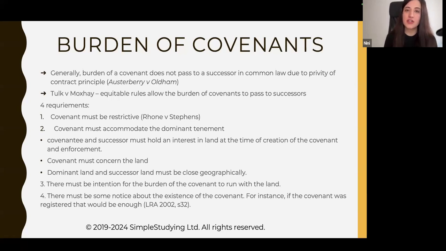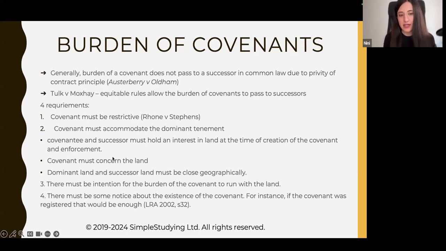Four requirements. First, the covenant must be restrictive. This way only works if the covenant is restrictive, negative. If it's positive, then it doesn't work. Cases: Rowan versus Stephens. Second, the covenant must accommodate the dominant tenement. There are sub-requirements under this. The covenantee and successor must hold an interest in land at the time of creation of the covenant and enforcement, which is logical. If they don't hold the interest, then they cannot bind the successor in title.